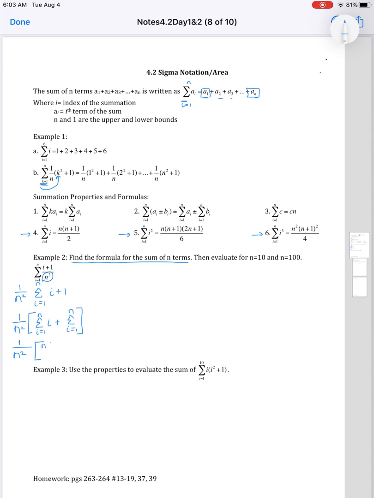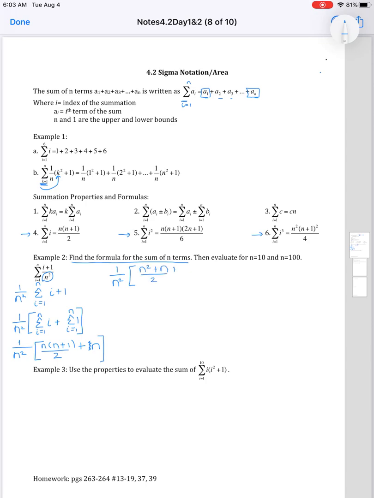So I already used property number 1. So now if I have the sigma from i equals 1 to n of just i, that's number 4. So I'm replacing that with the equation for number 4. And for the second part, that's the summation of 1. Well, 1 is a constant, so this is property number 3. So then this would be 1 times my upper bound, which is n. And to be honest, you don't even need the 1.